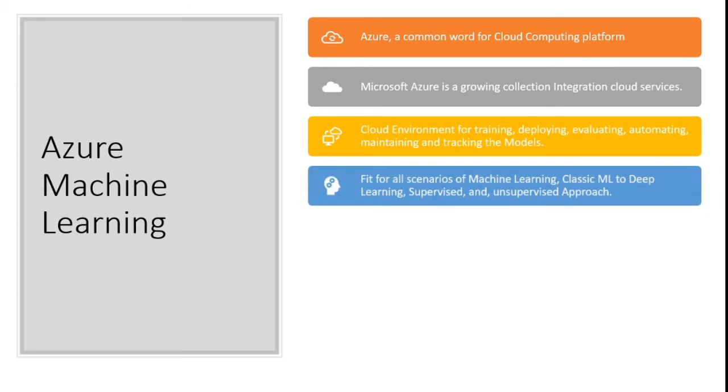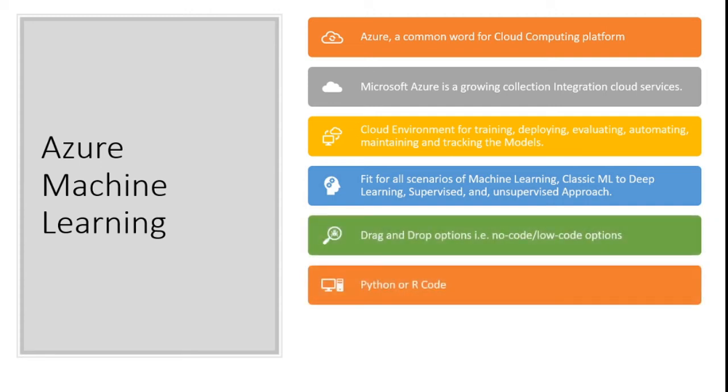This platform can handle all the scenarios of machine learning, starting from classic machine learning to deep learning, also suitable for supervised as well as unsupervised approaches. Whether you prefer to write Python code or R code with the SDK, or work with no-code, low-code, drag and drop options, you can build, train, and track machine learning and deep learning models in Azure Machine Learning Studio or Azure Machine Learning Workspace. So you have both options. You can write all the code, or you can use the drag and drop option to design a complete machine learning model.